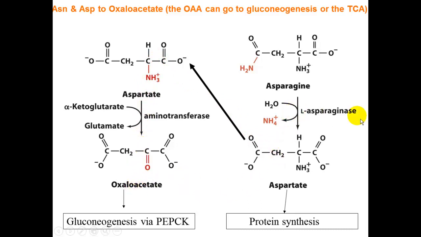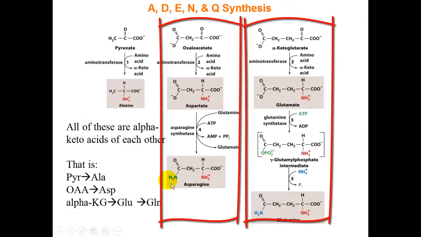Now, as well as an asparaginase, there's also a glutaminase. The glutaminase is going to take glutamine and convert it to glutamate, pretty much the exact same mechanism as seen here. Glutamine gets converted to glutamate, water comes in and strips that amino group. It's a hydration reaction.